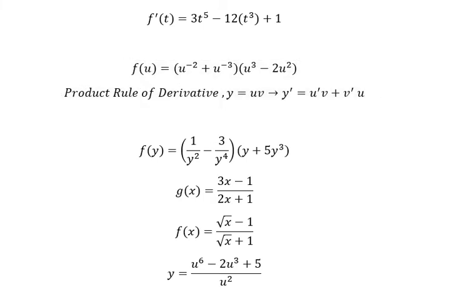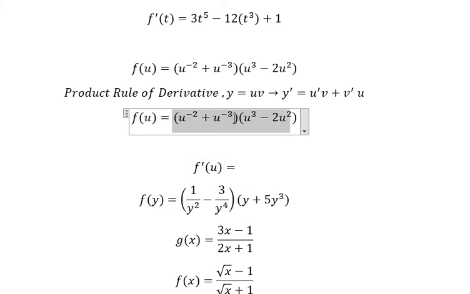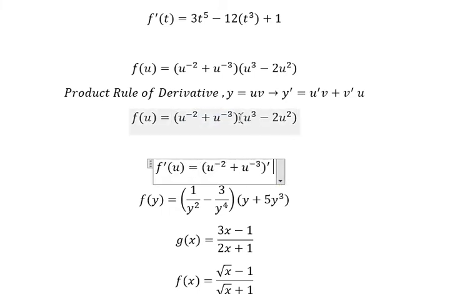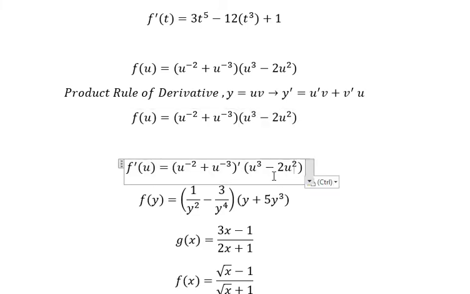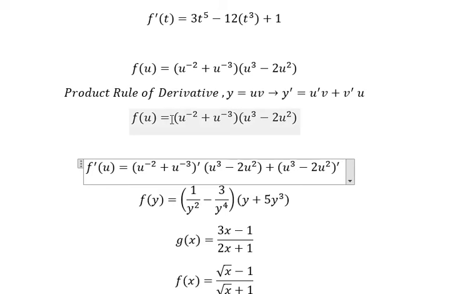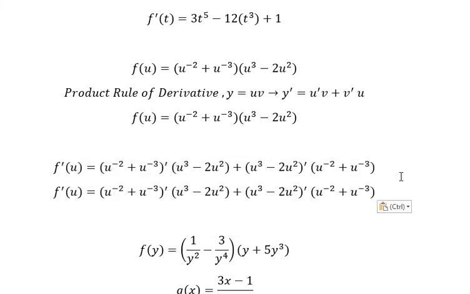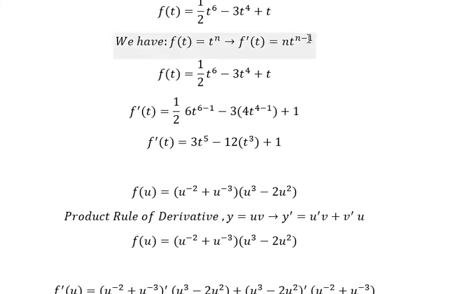So in this situation, so we do first derivative of this one multiplied by this one, plus we do first derivative of this one multiplied by this one. And now we can simplify the answer in here. So first derivative of u to the power of negative number 2, we just apply the formula in here.